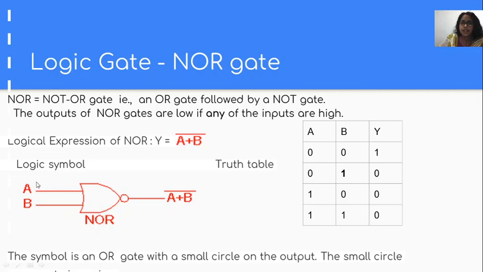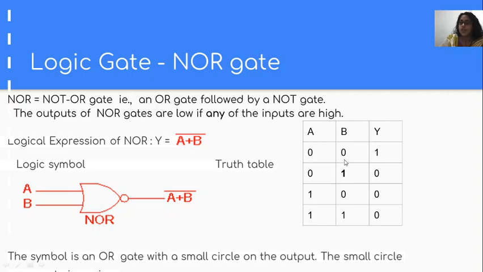You can see the symbol. This is the OR, and it is followed by NOT, represented by this bubble. If the inputs are A and B, the logical expression will be A or B, inverted. This is the logical symbol of a NOR gate, that means the inversion of the OR circuit. So what about the truth table for the NOR gate? You just remember that for OR, 1 will be the output if any of the inputs is 1. But here the inversion happens.